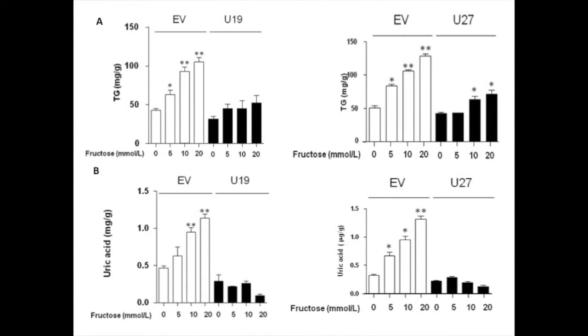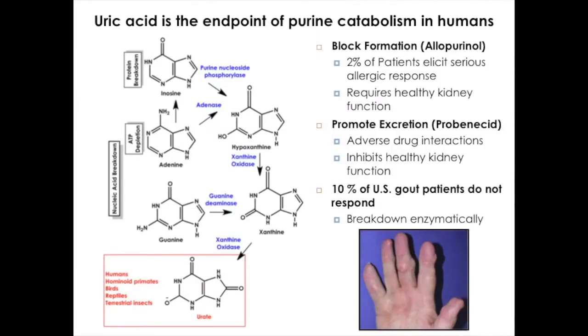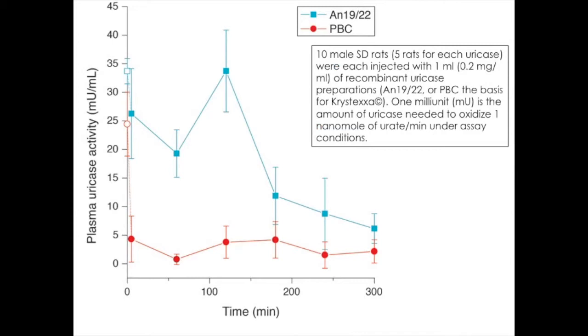Okay? The same thing kind of happens with the other ancestor that's not nearly as active, but remember it's not as active, so you don't expect it to work as well. And sure enough, it's not as good at preventing triglyceride production as the very active ancestor 19. Okay, I'll skip over this. So lastly, we have interest in developing a therapeutic. It turns out, for reasons I won't go into, that there's therapeutic value in this ancestral uricase. Because of that, we've done rodent studies. I won't go into that.